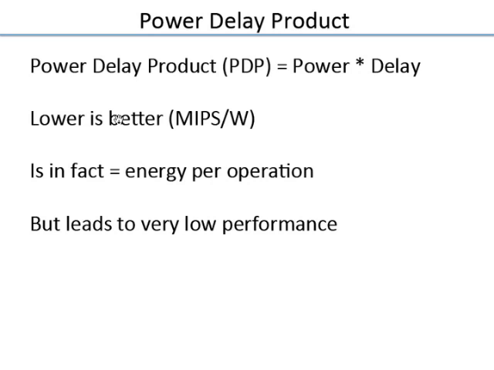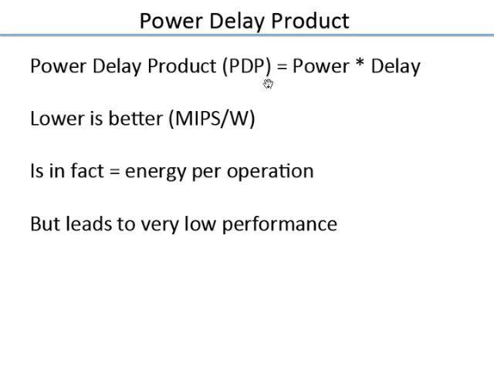Okay, I made a mistake here. So for this power delay product, if you want a better design, the value of PDP should be low. What that means is either for the same delay I have lower power, or for the same power I have lower delay, that means higher performance. So that is good.